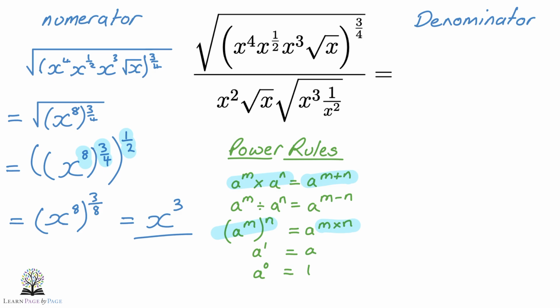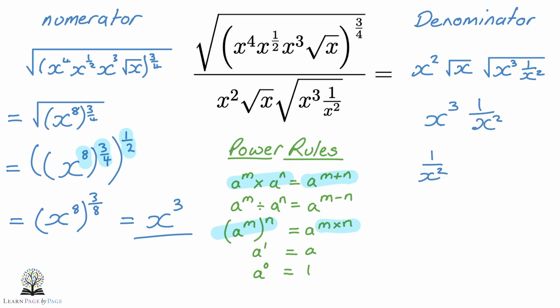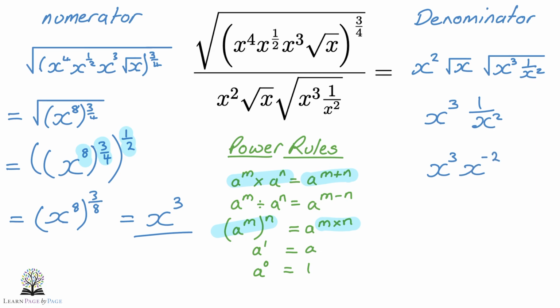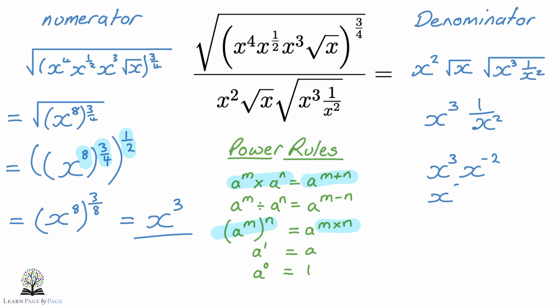What do we have? We have x squared multiplied by the square root of x multiplied by the square root of x cubed multiplied by 1/x squared. So let's deal with everything under this last square root sign first. And we have x cubed multiplied by 1/x squared. So 1/x squared, that is just x to the power of -2. So we have here x cubed multiplied by x to the power of -2. We use the product rule again. So we have x to the power of 3 plus that -2. That will give us x to the power of 1.